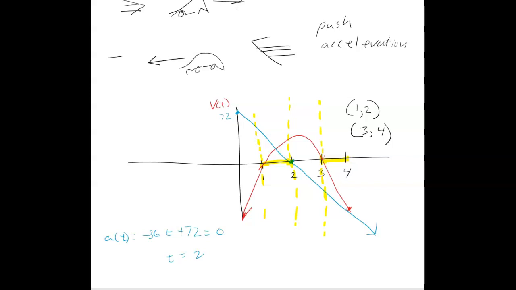It's slowing down from 0 to 1 or 2 to 3, because the signs of the velocity and the acceleration are different. Notice that both the red and the blue are below the x-axis here, and here both the red and the blue are above. Here they're on different sides, so the object is not speeding up.